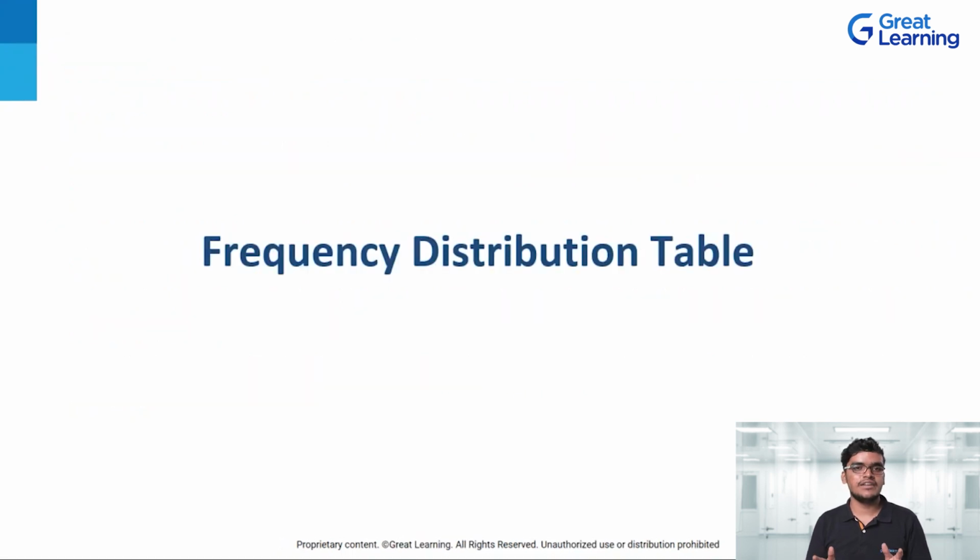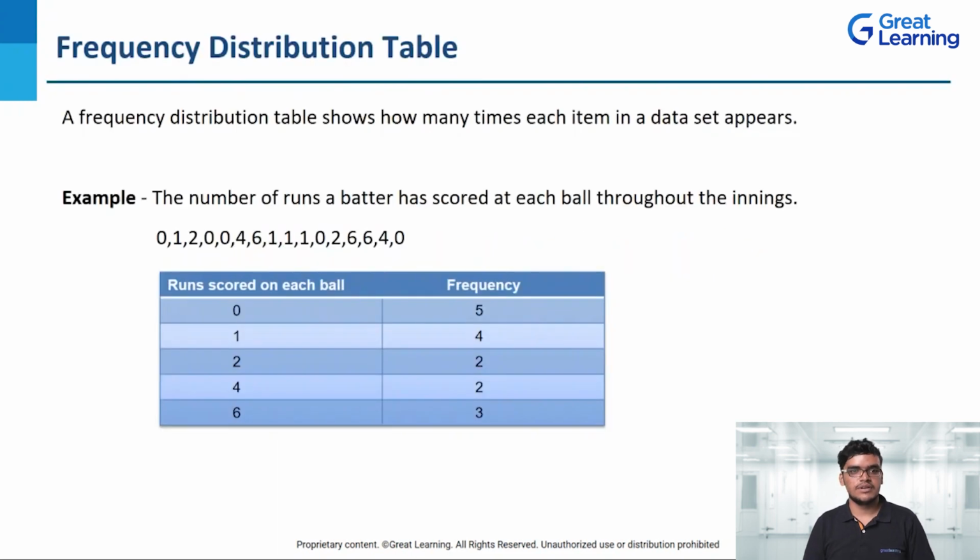After understanding the types of frequency distribution, now let's understand what a frequency distribution table is. A frequency distribution table shows how many times each item in a dataset appears. Here we have the runs scored on each ball, and after that we have the frequency. These are the runs scored by a batter throughout the innings, starting from 0, 1, 2, 0, 0, 4 and so on.